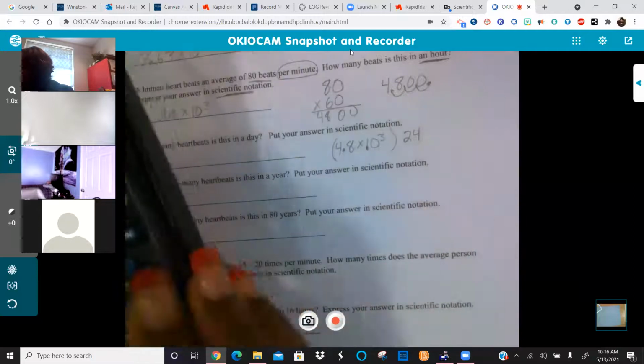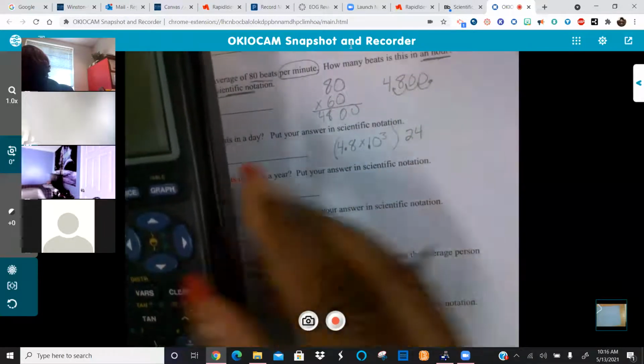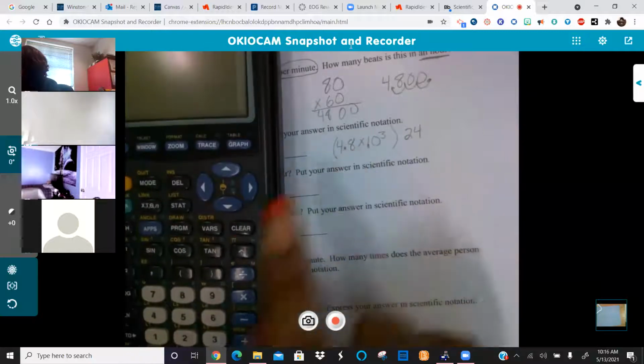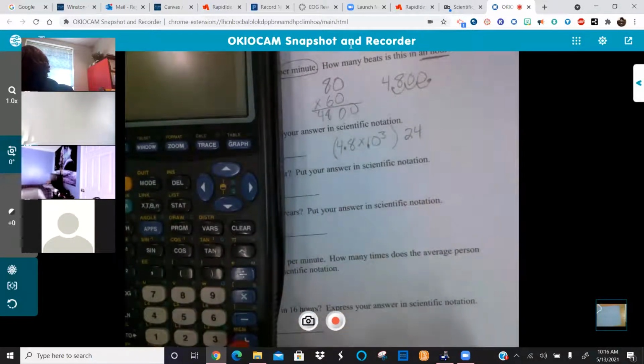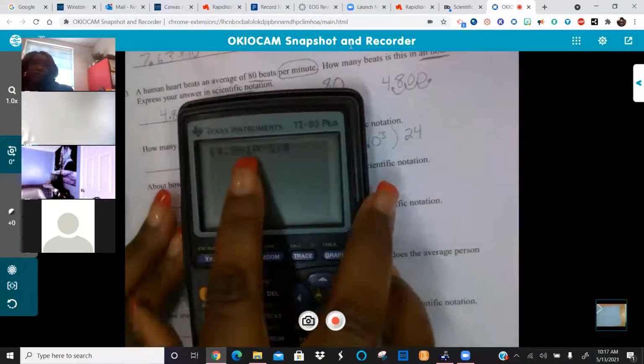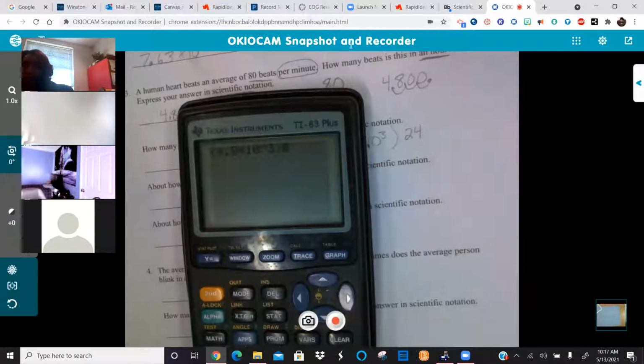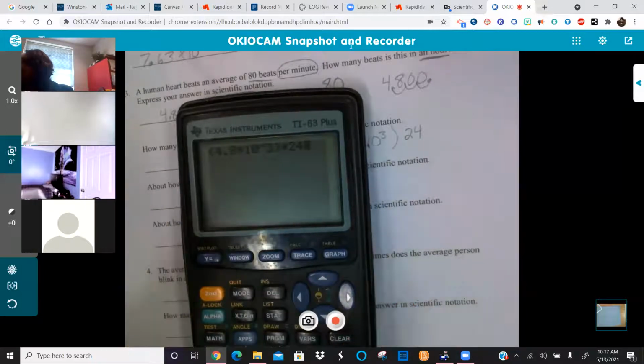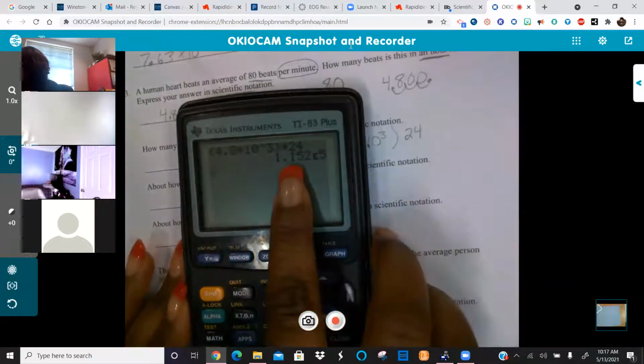So let's use our calculator for that one. So let's type this in: parentheses, we got 4.8 times 10, caret key 3, close the parentheses. Please make sure that you are able to type that in correctly, because you'll have to be able to do that part on your own, okay? And now you're going to take that and multiply it times the 24. Remember we already have our calculator in scientific notation. So we press enter, and this is our answer here.